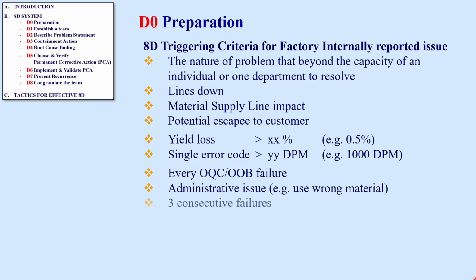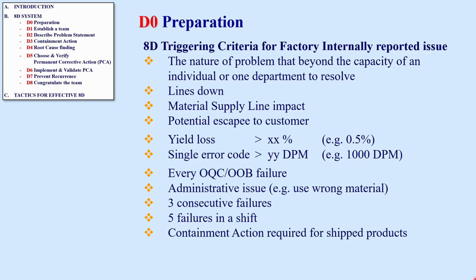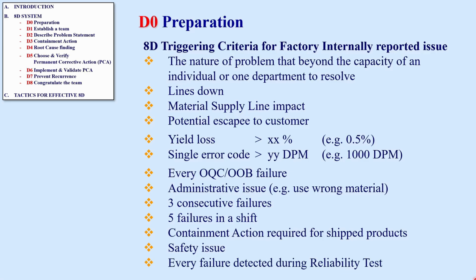Some companies will want their production line to trigger 8D whenever they detect 3 consecutive failures, or a total of 5 failures in a shift, where the 5 failures might not necessarily happen consecutively. 3 and 5 are just arbitrary numbers. You can use any other number which suits your business needs. Another criterion is when you need to initiate a containment action to pull back products which have already shipped. And, of course, if there is a potential safety issue. Lastly, if a reliability failure is detected.